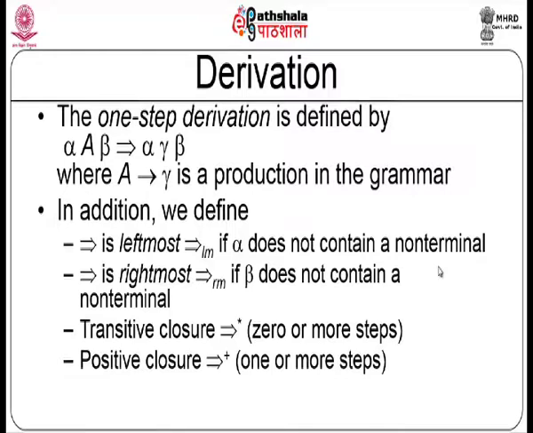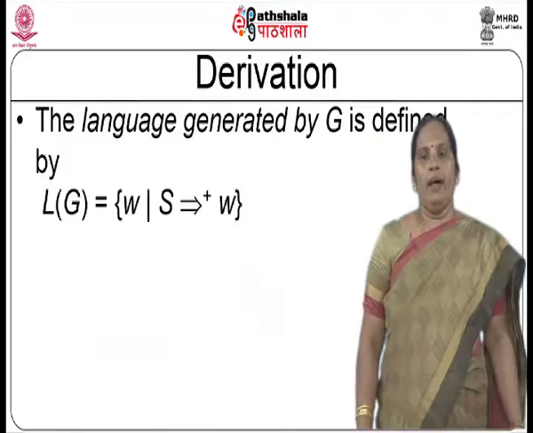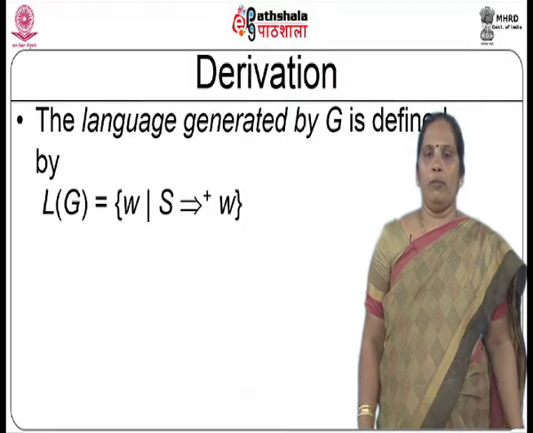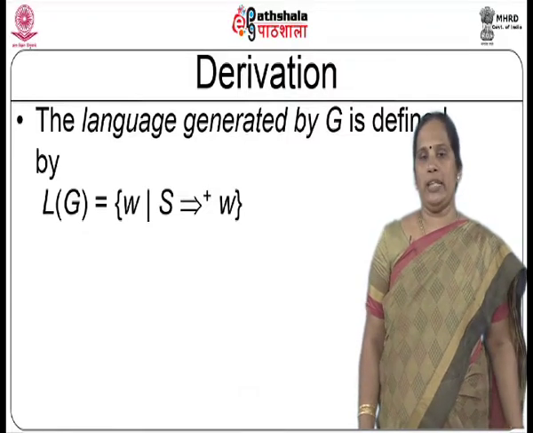In addition, we also talk about left derivation as well as right derivation. Left derivation means the leftmost non-terminal is replaced before replacing any non-terminal to its right. That is leftmost derivation. Rightmost derivation is just the reverse: the rightmost non-terminal is replaced before replacing any non-terminals to its left. Now this derivation can also be a transitive closure derivation, that is 0 or more steps, which I can indicate with a star, or a plus indicating 1 or more steps. The language of the grammar is defined by L of G equal to W such that S derives W in 1 or more steps. That is what this plus basically indicates.